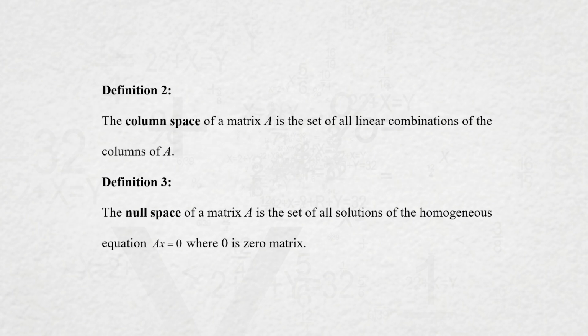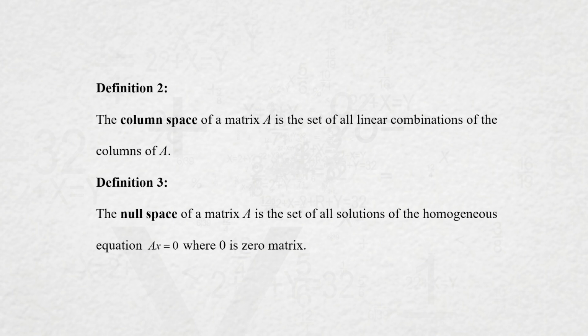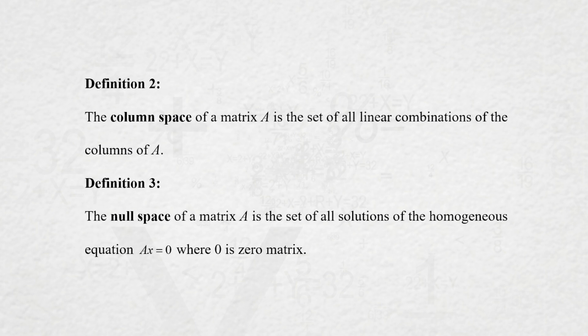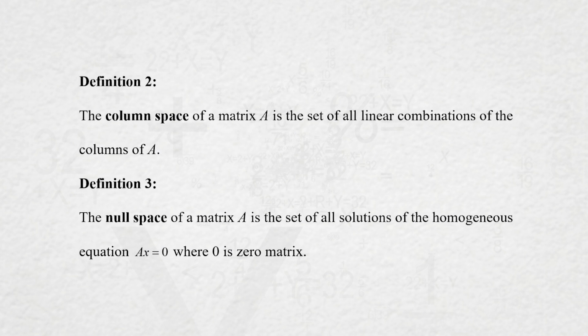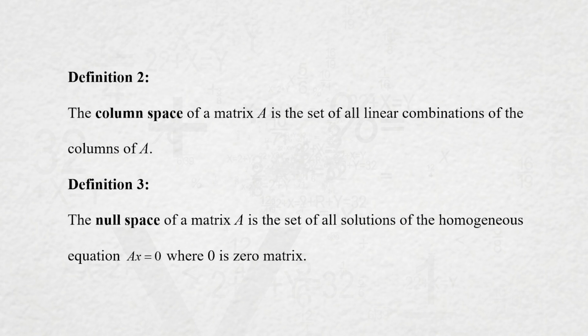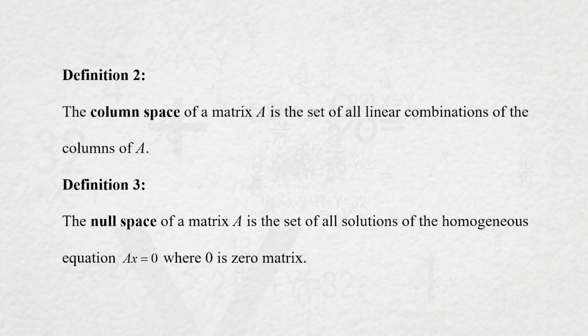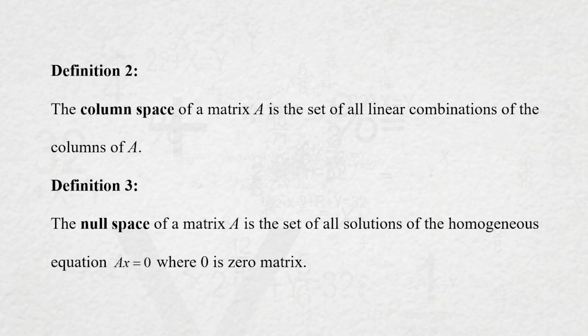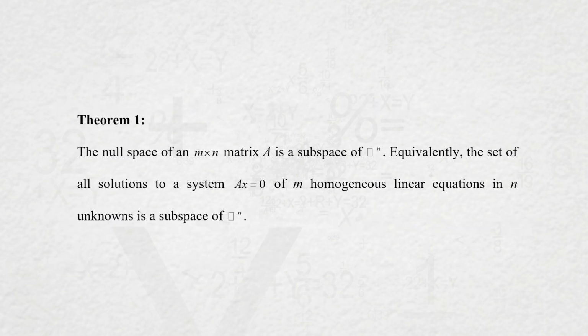The next definition says the column space of a matrix A is the set of all linear combinations of the columns of A. And the next definition is the null space of a matrix A is the set of all solutions of the homogeneous equation Ax equal to 0, where 0 is a zero matrix. We shall see a theorem now.